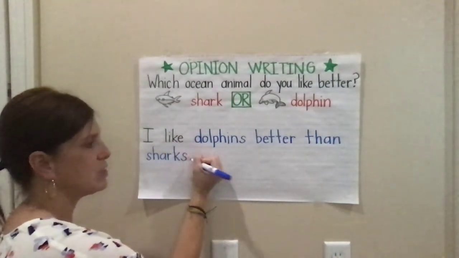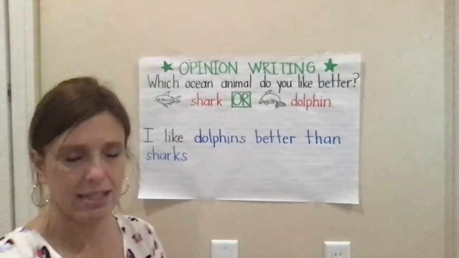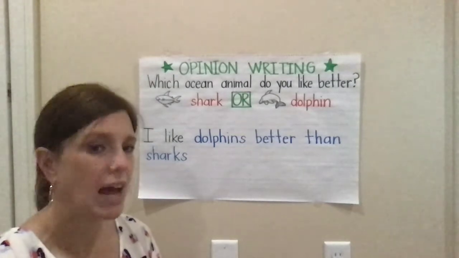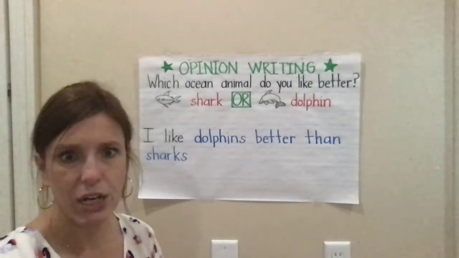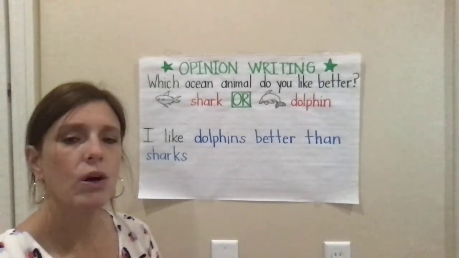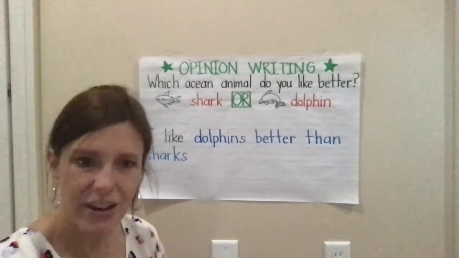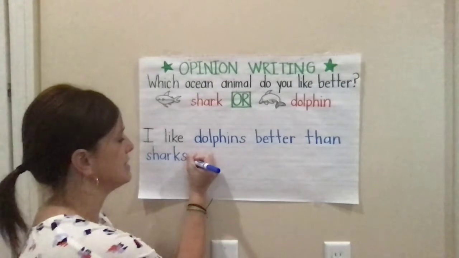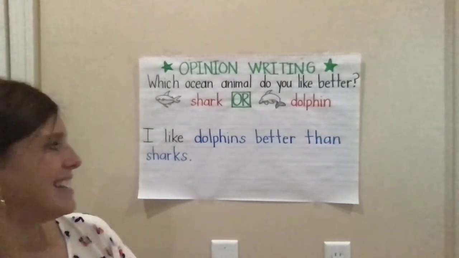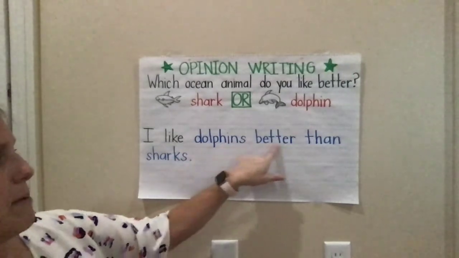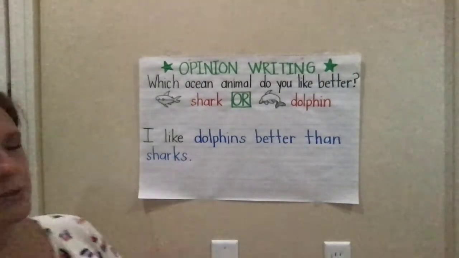I like dolphins better than sharks. All right, now what do I need at the end of my sentence? I can have a question mark or an exclamation mark or a period. Which one do you think makes the best sense? That's right, a period. So I'm going to add a period at the end of my sentence right here. And it says, if you'll read with me, I like dolphins better than sharks.